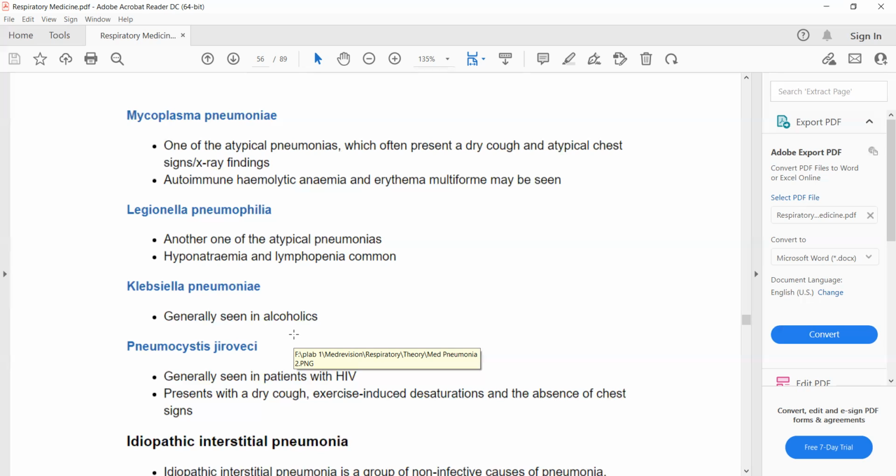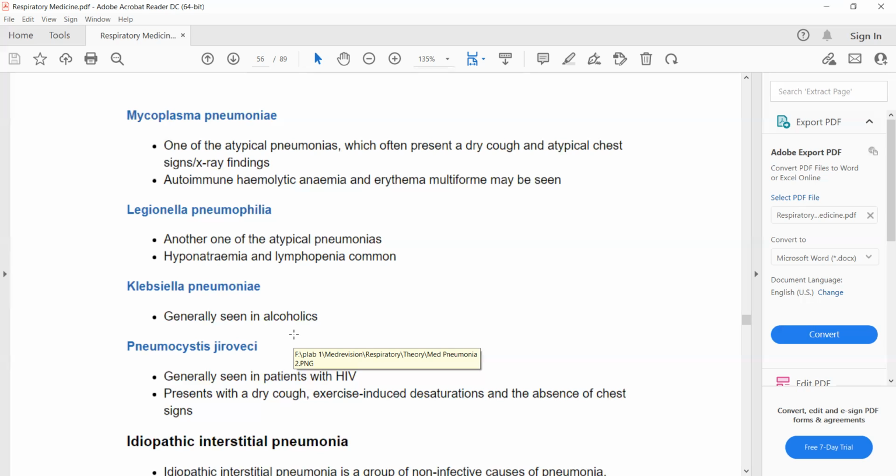Both of them cause atypical pneumonia. So signs and symptoms will also be atypical, such as dry cough, and X-ray or investigation findings will also be atypical, that is patchy consolidation, and that too bilateral patchy consolidation. Not just a single lobe of the lung will be affected, but there will be bilateral patchy consolidation.